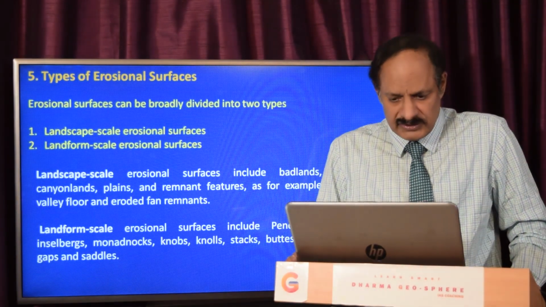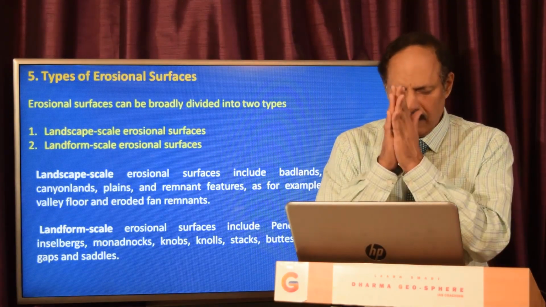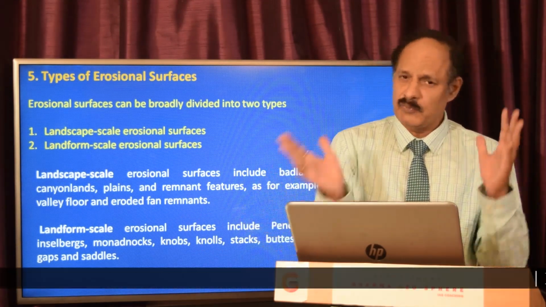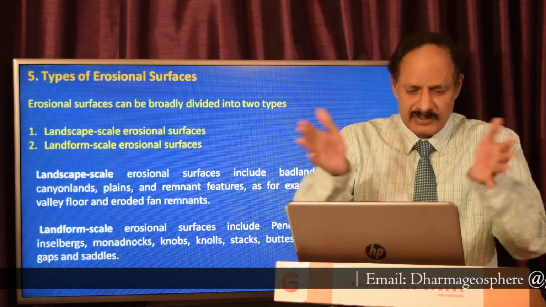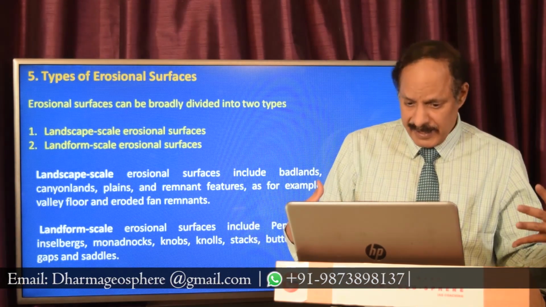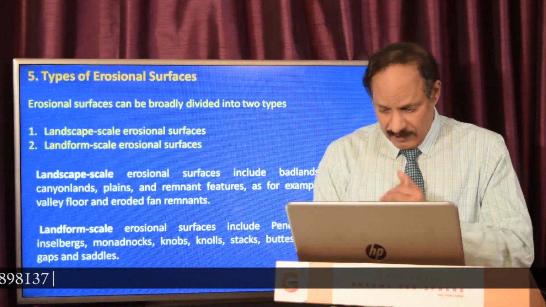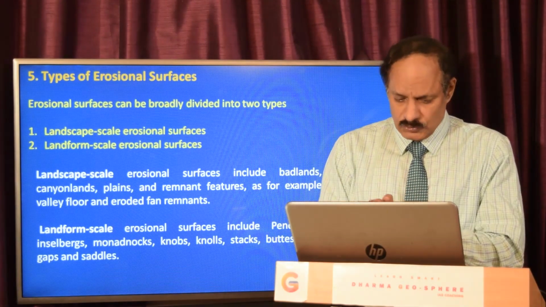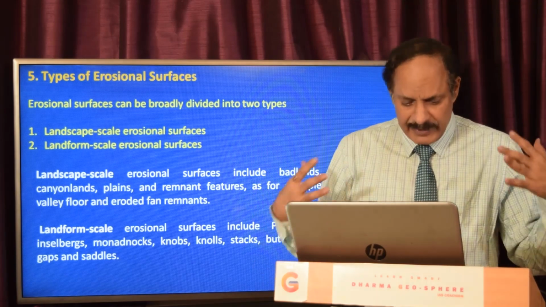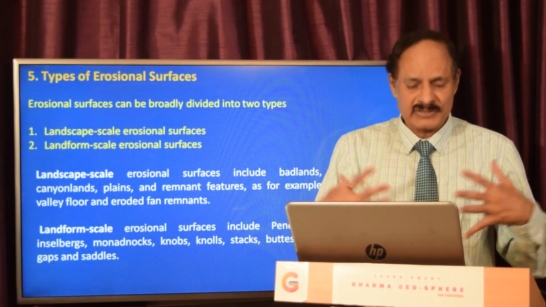So, five types of erosional surfaces. Please be very clear and do not get confused between a landscape feature and a landform scale. I'll show you the basic difference between what a landscape is and what a landform within the landscape is. The landscape erosional surfaces include badlands, canyon lands, plains, and remnant features, for example valley floors and remnant eroded fans. When you come to landform scale erosional surfaces, they include peneplains, inselbergs, monadnocks, knobs, knolls, stacks, buttes, cols, gaps, and saddles.